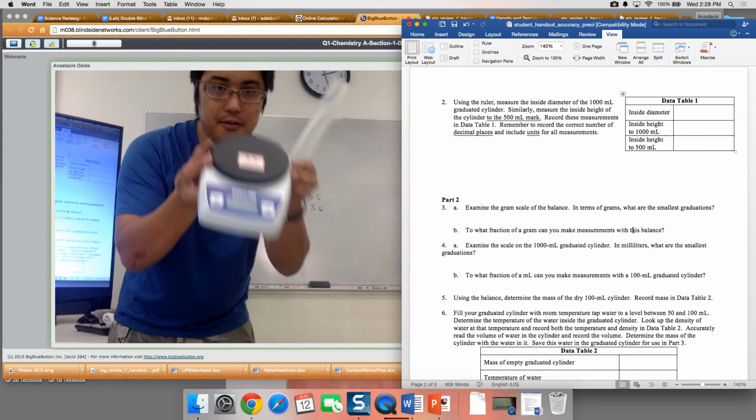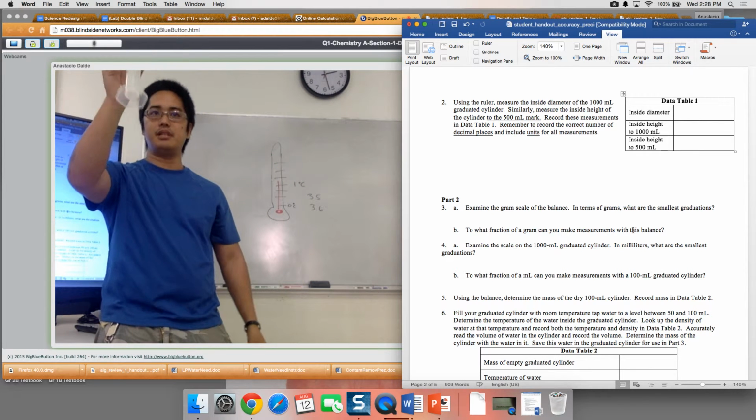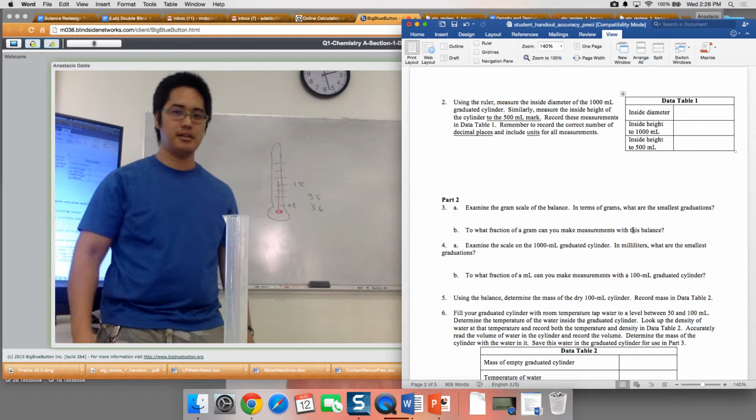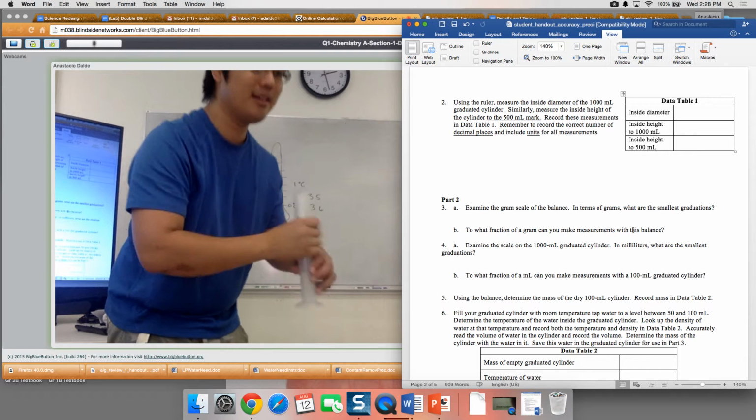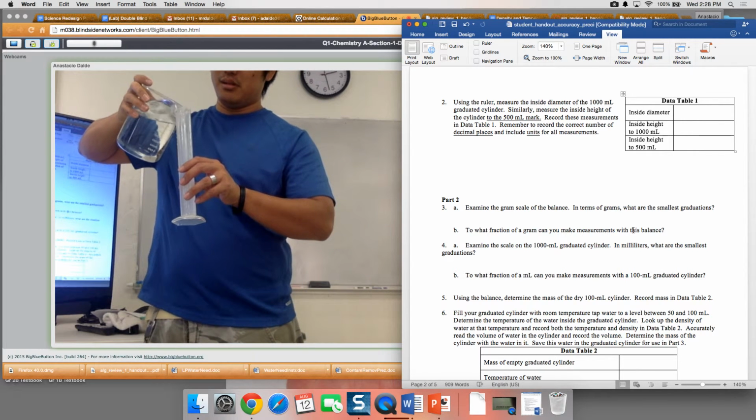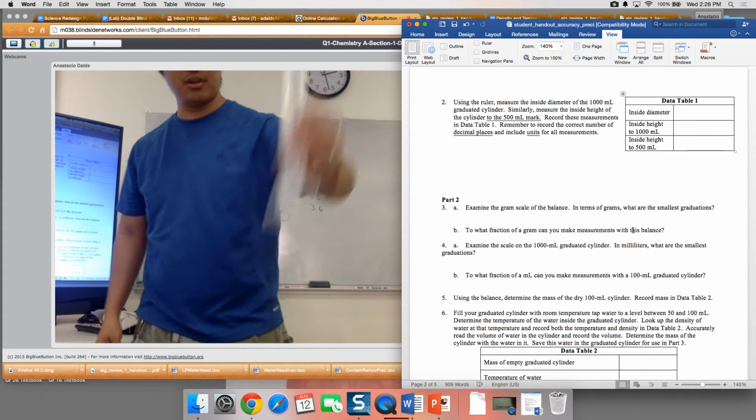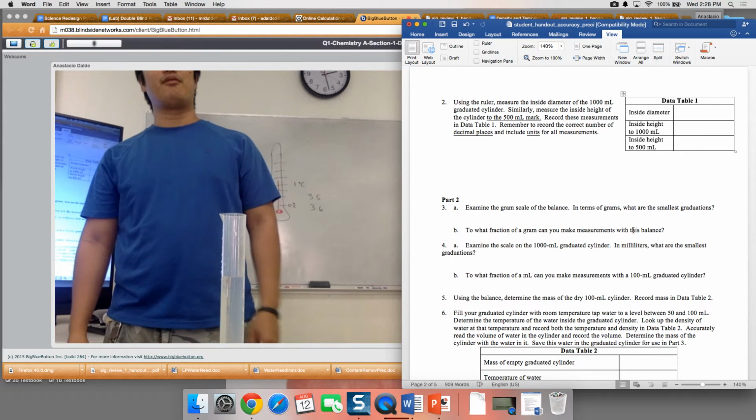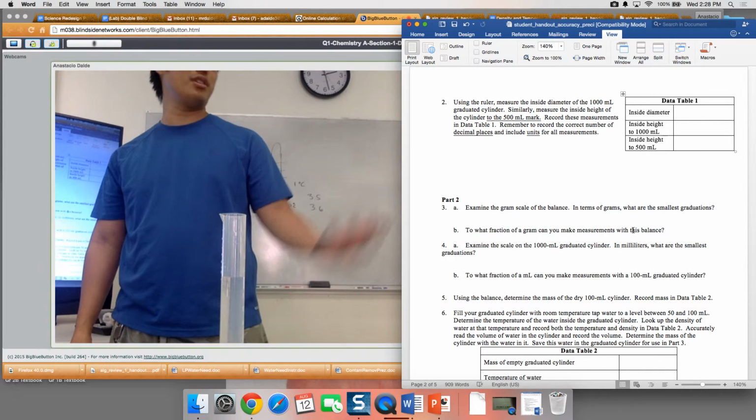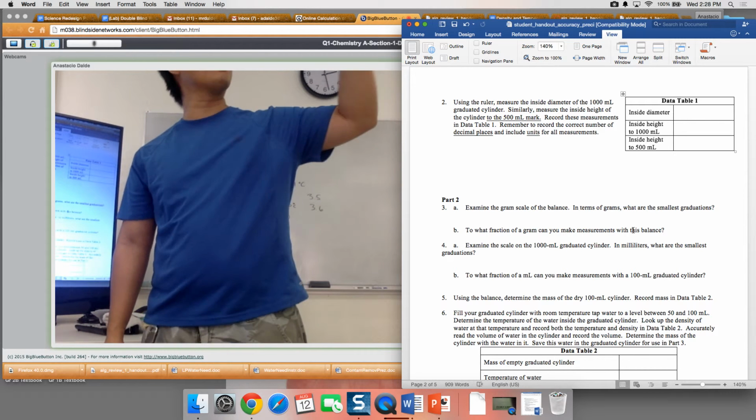Here's a scale. Measure the empty 100 milliliter graduated cylinder. Done. Write that down. Then fill this thing up with water somewhere between 50 and 100. Measure the mass. From that, can you calculate the mass of water that you actually just put in there? What would you do? You subtract it. Cool? And then you can also read the volume.